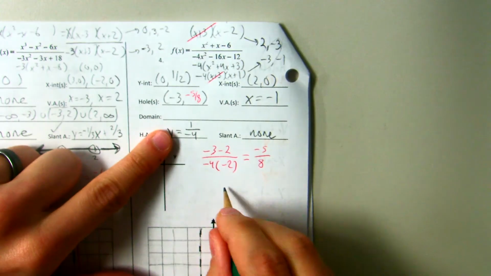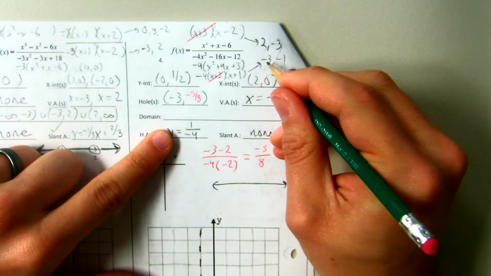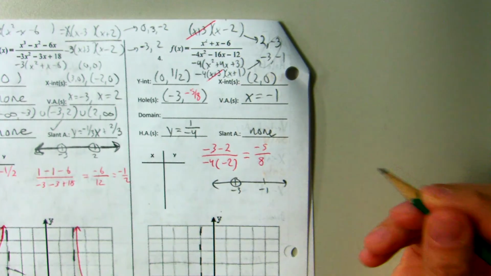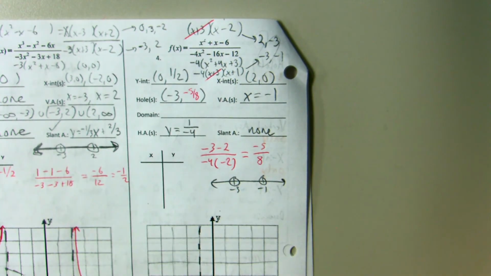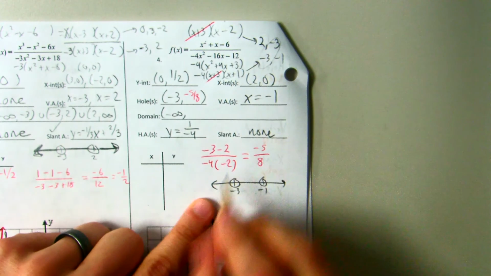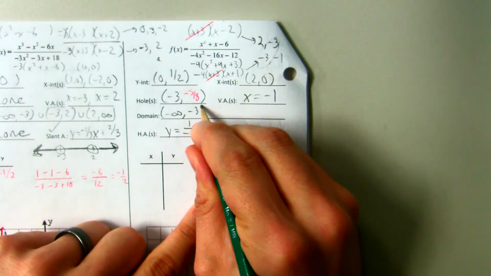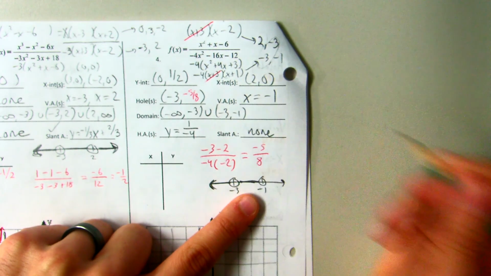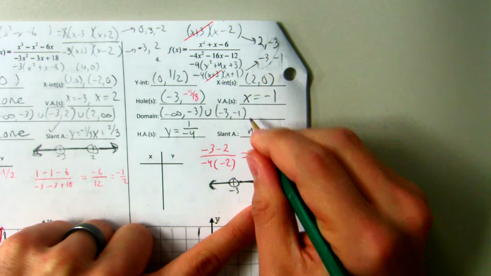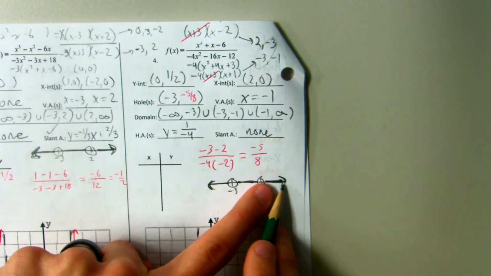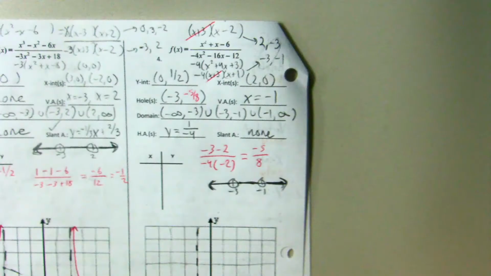The domain should include everything except for negative 3 and negative 1. And I don't care that negative 3 is a hole. I don't care that negative 1 is a vertical asymptote. I just know I can't plug those values in. The domain doesn't care about why you can't plug it in, just that you can't. So all of these would be written like that. All of these would be written like this. And all of these would be written like that. There's 3 sections of numbers, 3 ranges of values that we can plug in.